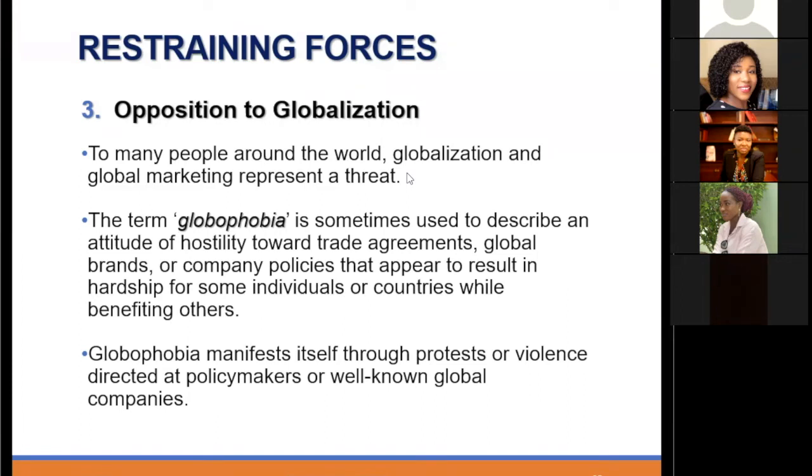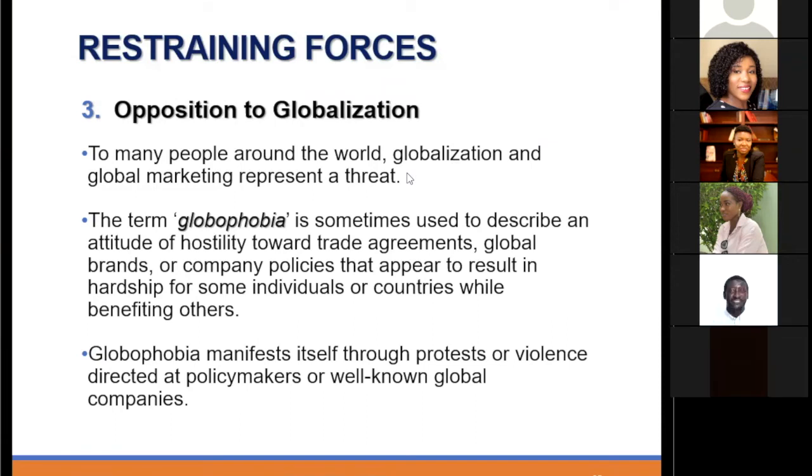Kafui, your hand is still up. Is it the vote or you had something to ask? It's the vote. Sorry. Okay. All right. Jemima, please go ahead.